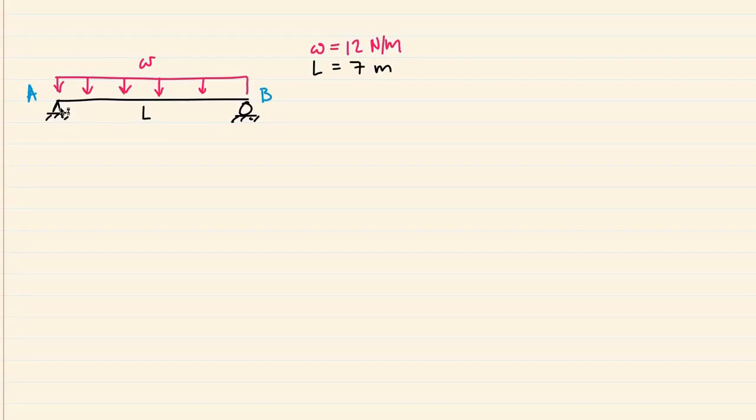Supported beam, we have a pin here at A, a roller here at B. This beam is of length L, which is 7 meters, and we have this uniformly distributed load across the entire span between A and B, and that load is 12 newtons per meter. So every meter we have 12 newtons of force coming down.